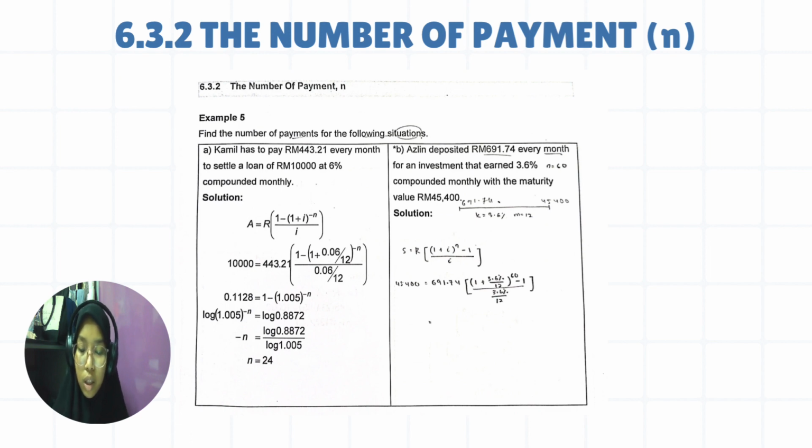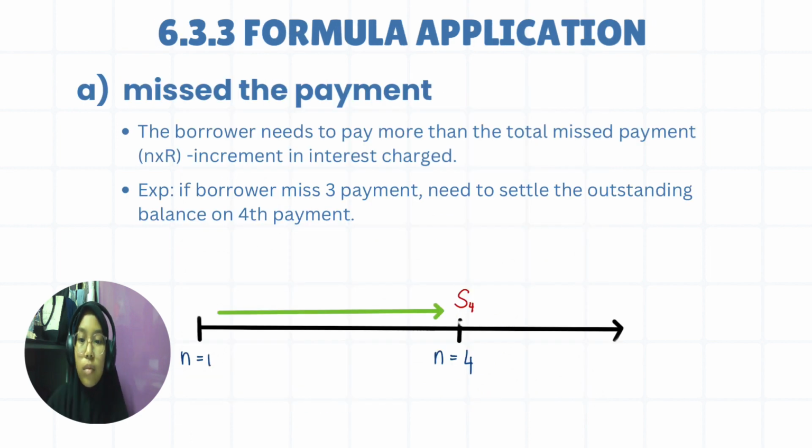So for question B, the question says that Azli deposits 691.74 ringgit every month. The investment is at 3.6% compounded monthly with the maturity value. The question already states the maturity value, so we have to use the formula of S. Just insert the information given, and you will find the N. So let's move on to 6.33, the formula application.